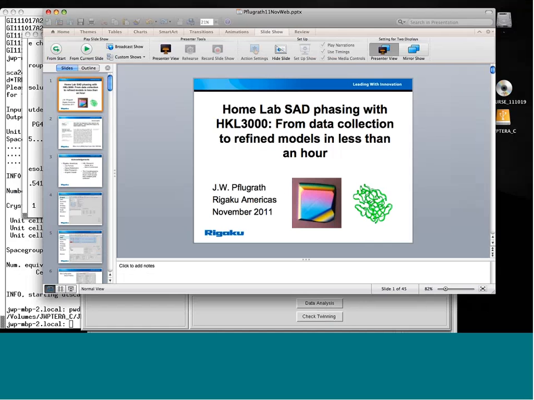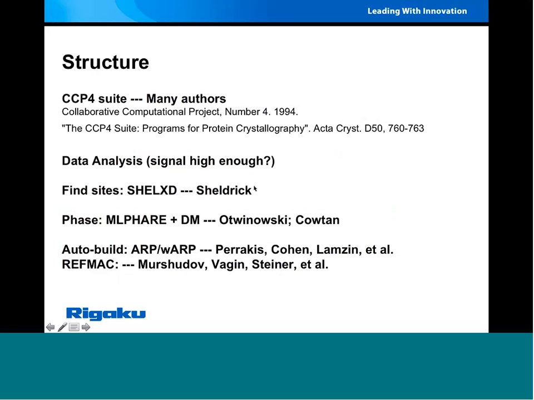We'll do data analysis where we're looking at the signal to noise ratio versus resolution, and this is the delta F divided by sigma of F. And if you have a high signal to noise, the authors of HKL3000 have kindly put a gray area here where you want your signal to noise to be higher than this gray area, and a few things to check, the completeness and so on. And we'll look at that in a moment.